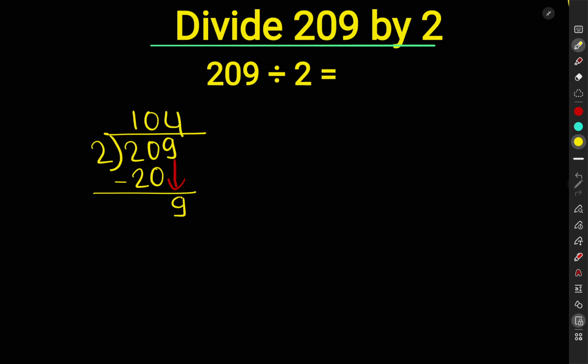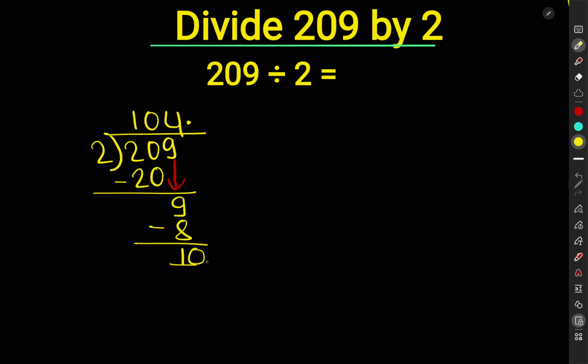So 2 times 4 means 8. On subtracting we get 1. So now this 1 is less than 2 and there is no other number beside. So we put here decimal and we take 0.